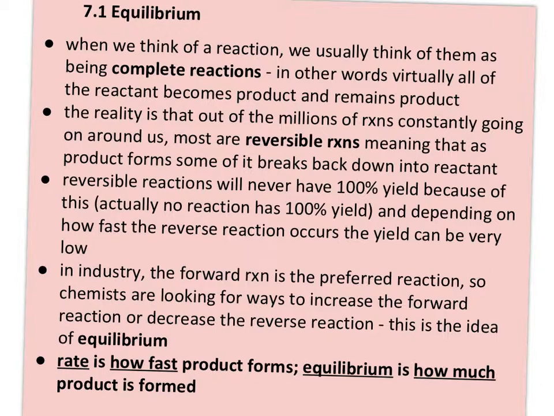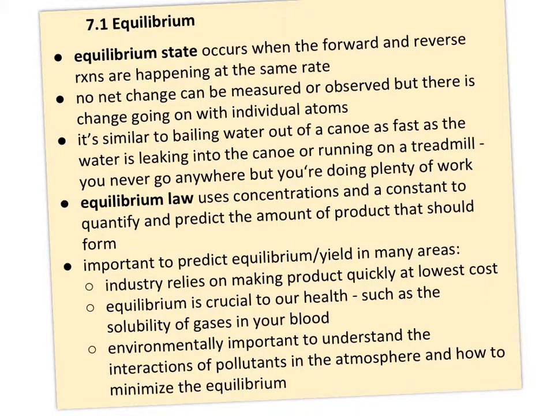So rate is how fast product forms. That's also referred to as kinetics. Kinetics means movement. And equilibrium is the yield, or how much product is formed. So equilibrium state occurs when the forward and reverse reactions are happening at the same rate.